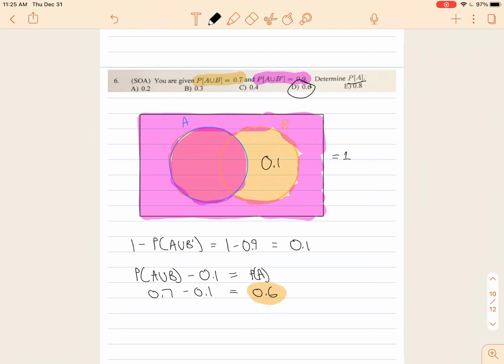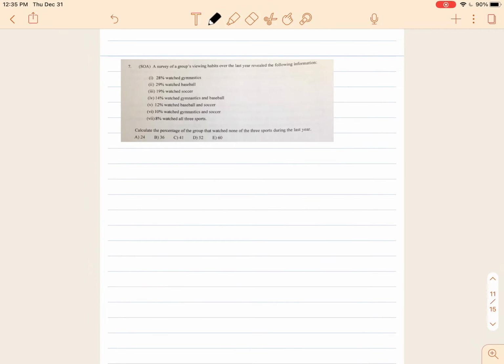0.6. Okay, we're back for number 7. A survey of a group's viewing habits over the last year revealed the following information. 28% watched gymnastics, 29% watched baseball, 19% watched soccer, 14% watched gymnastics and baseball, 12% watched baseball and soccer, 10% watched gymnastics and soccer, 8% watched all 3 sports. Calculate the percentage of the group that watched none of the 3 sports during the last year.